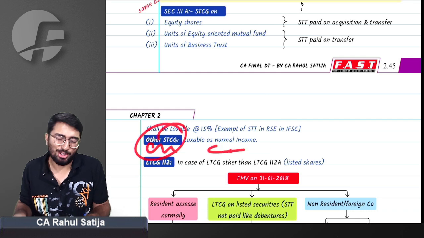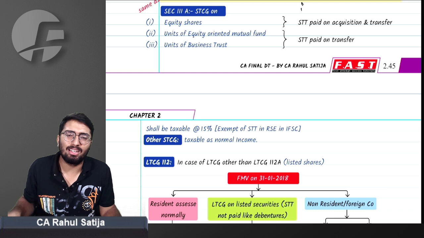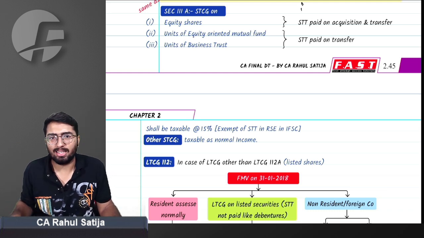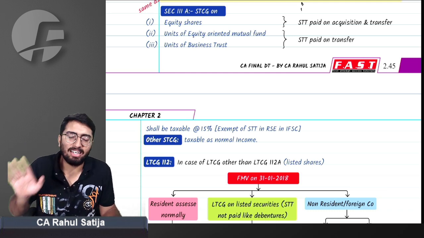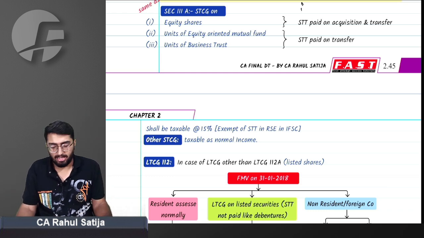Other STCG, no issue whatsoever. Any other STCG will be taxable at the normal tax rate. For example, you are selling gold and it is short term, normal tax rate. You are selling a building, short term, normal tax rate. You are selling unlisted shares, short term, slab rate. If you are selling any depreciable asset, short term, simply slab rate. You don't have to think anything.